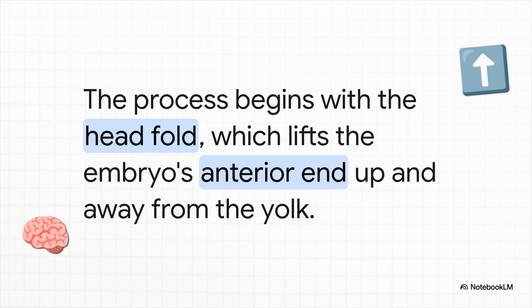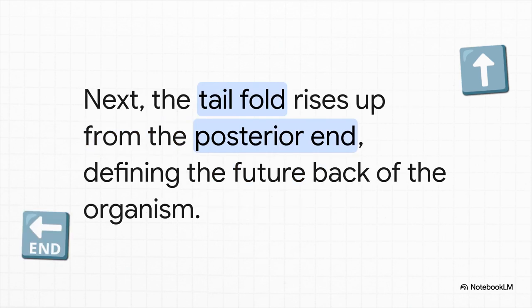It just starts to rise up, almost like a little cresting wave, and it lifts that entire front end clear of the yolk. And with that one move, you've got a recognizable front end. And next, as you can probably guess, a very similar movement starts at the complete opposite end. The tail fold rises up, lifting the back region away from the yolk. This establishes that clear head-to-tail axis. It defines the basic layout of the whole animal.